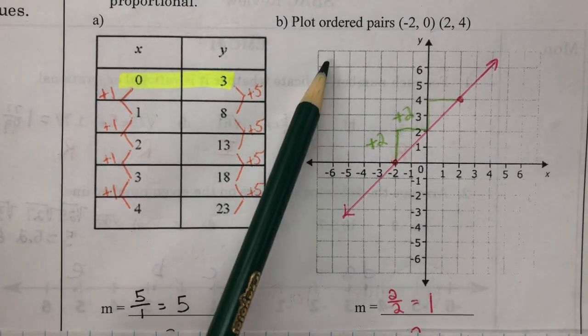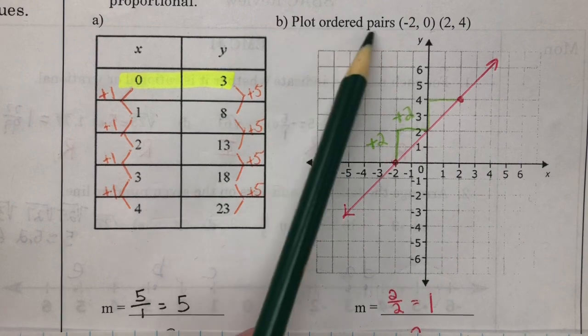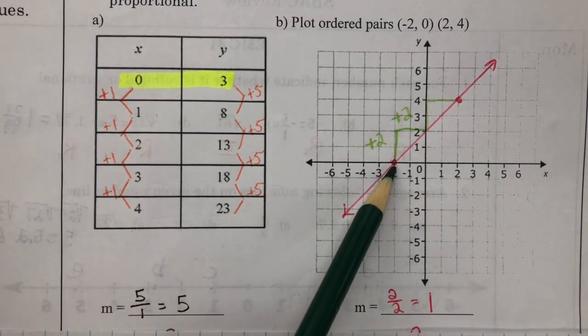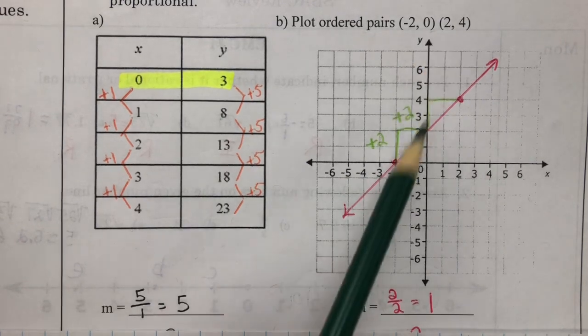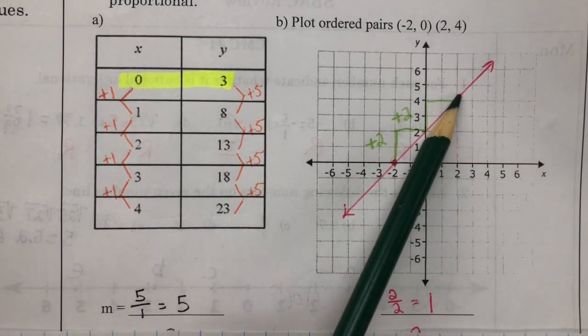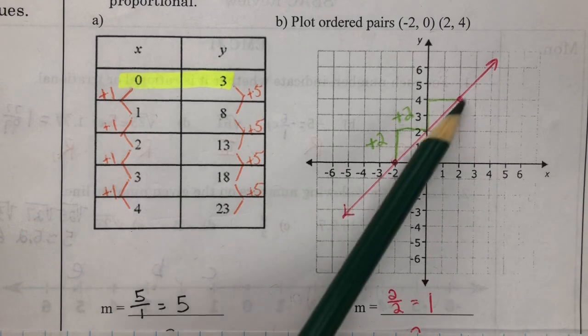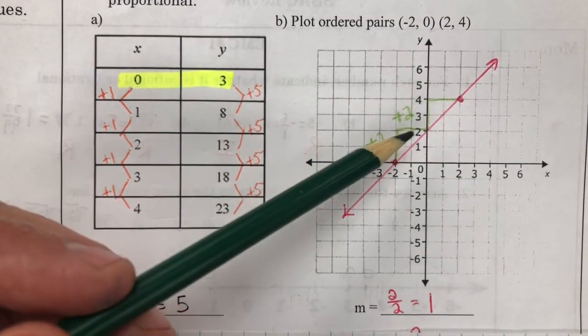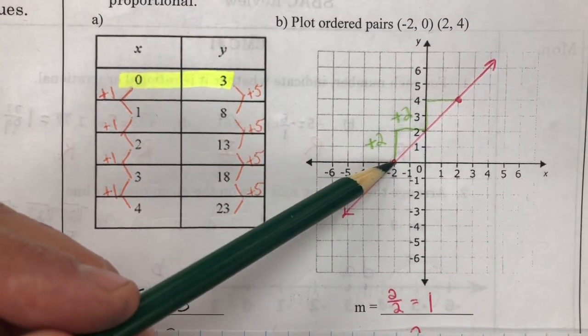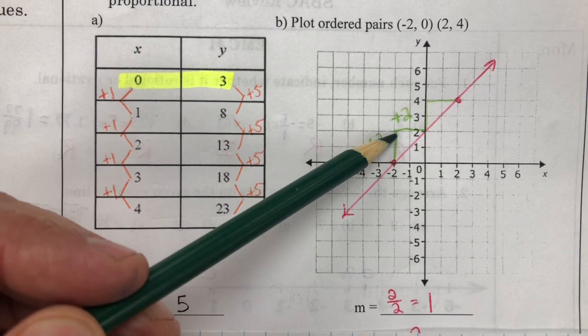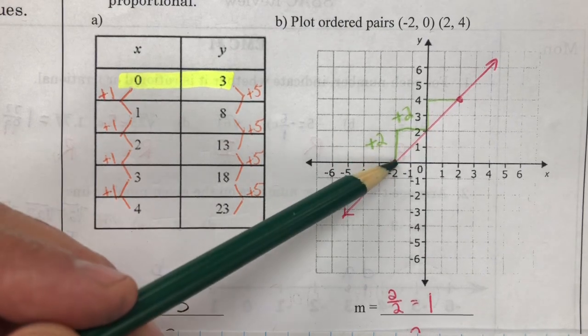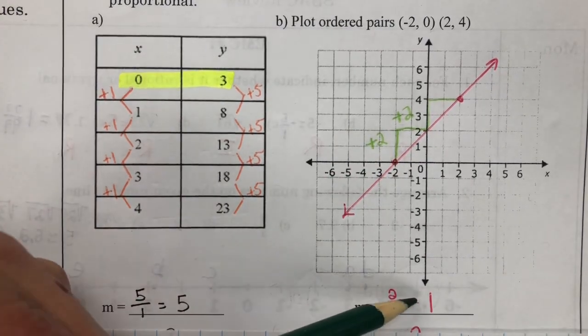For B, to find the slope, I first need to plot the ordered pairs. -2 on the x, 0 on the y, I'm not going anywhere on the y, and 2 on the x, and 4 on the y. Now I connect these points, and I find the rise over run. Remember, slope or rate of change is rise, and I'm rising 2 and running 2. So that's 2 over 2, which equals 1.